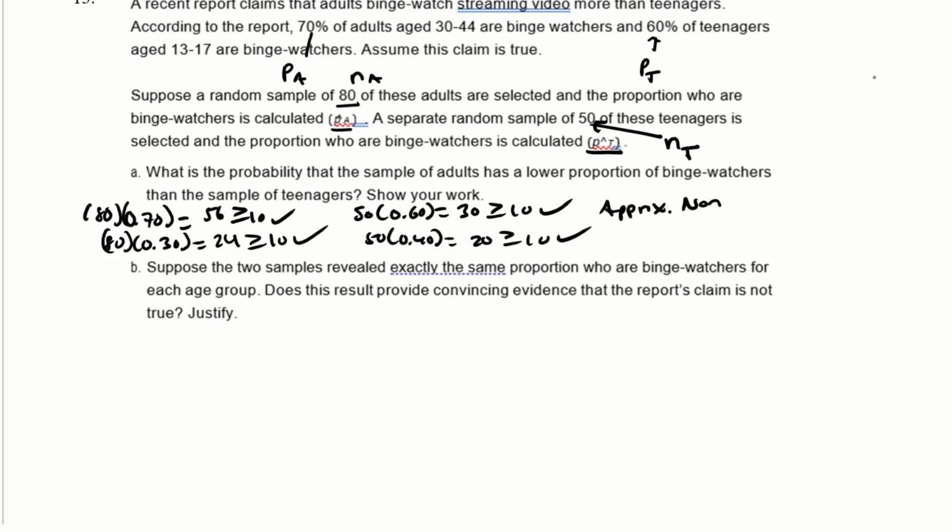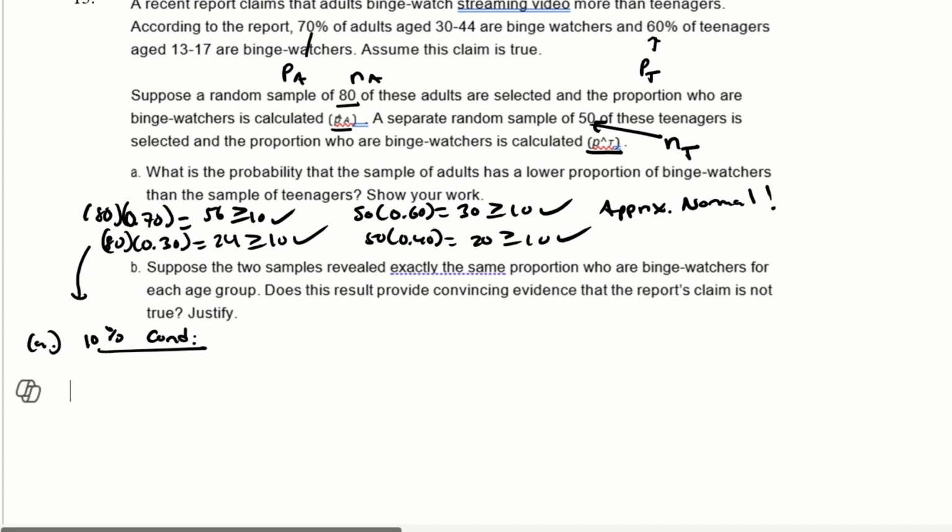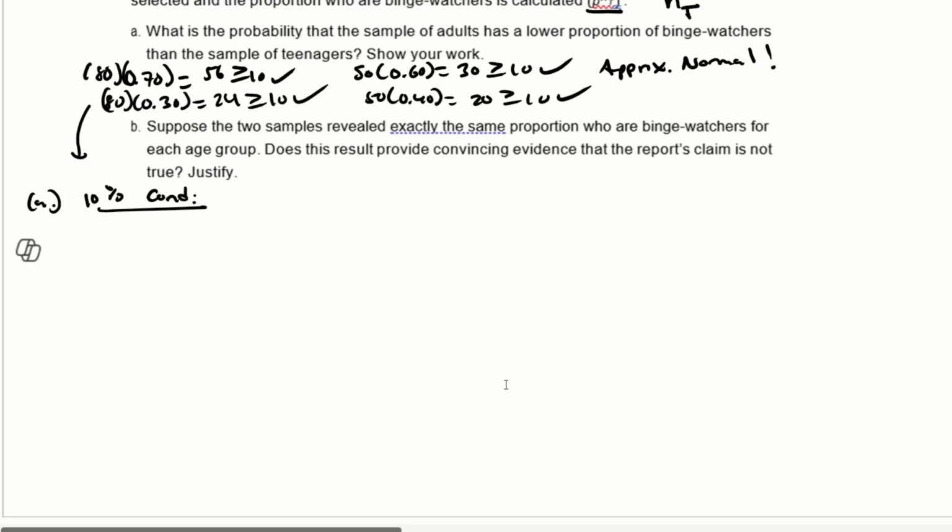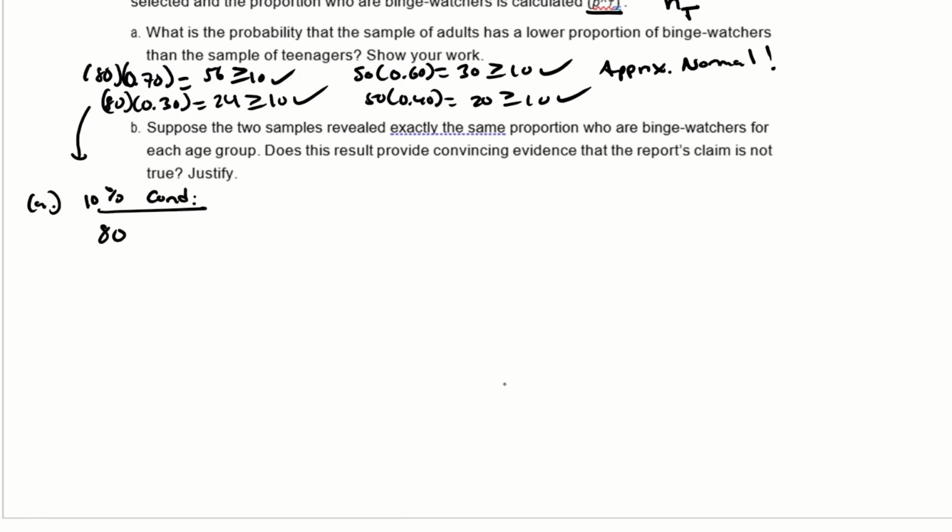We're going to continue this in part A, okay? We also want to verify the 10% condition for the standard deviation formula, because we want to use the standard deviation formula, but we have to make sure the 10% condition is satisfied. So we're going to say 80 adults is likely going to be less than 10% of all adults, right? Check. And then the 50 teens is less than 10% of all teens. Okay, so that makes sense. So the 10% condition is satisfied. We can go ahead and calculate the sigma p hat and all that.